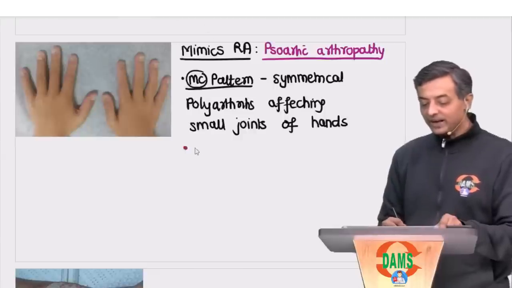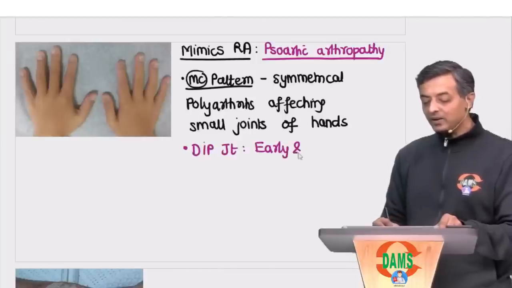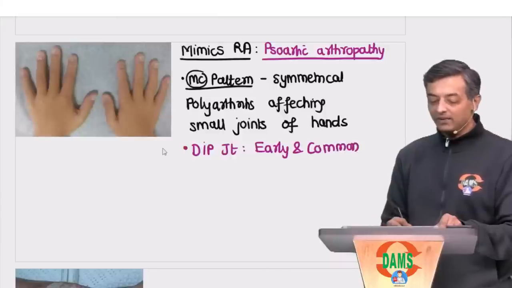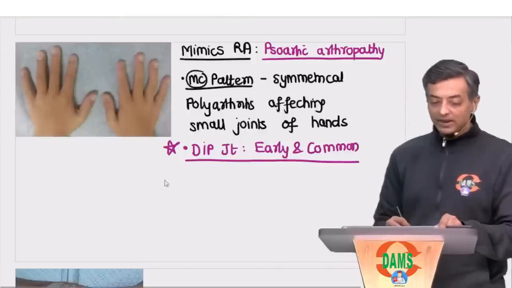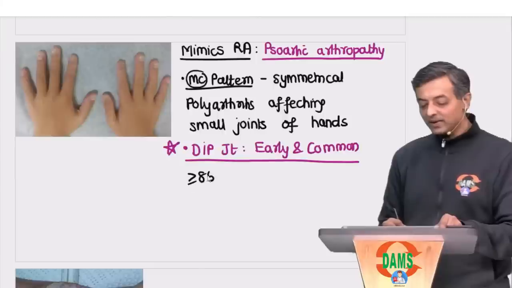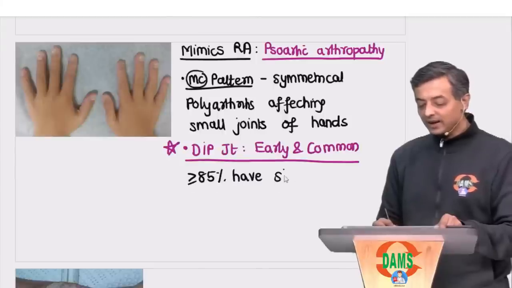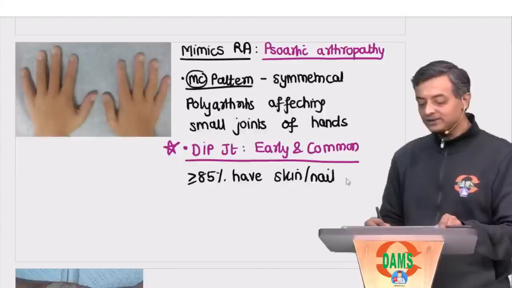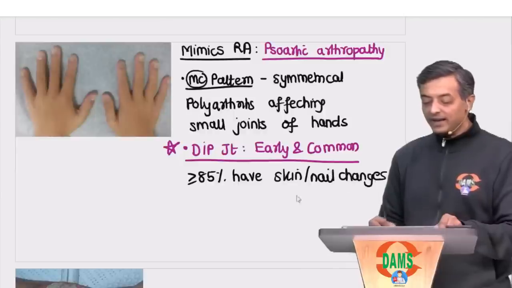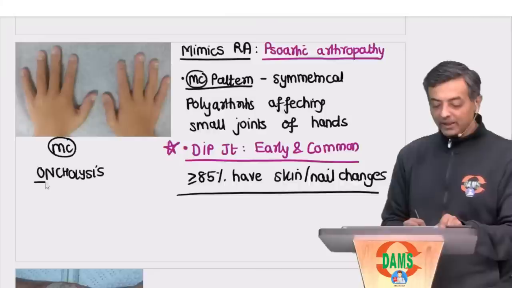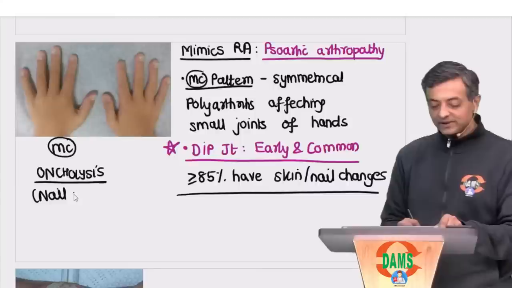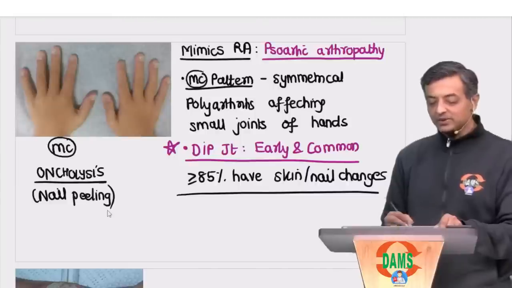But what is unique in that? DIP joint involvement is early and common. In that is diagnosis. More than 85% will already have the skin and nail changes of psoriasis. The most common nail change is onycholysis, which is nail peeling.